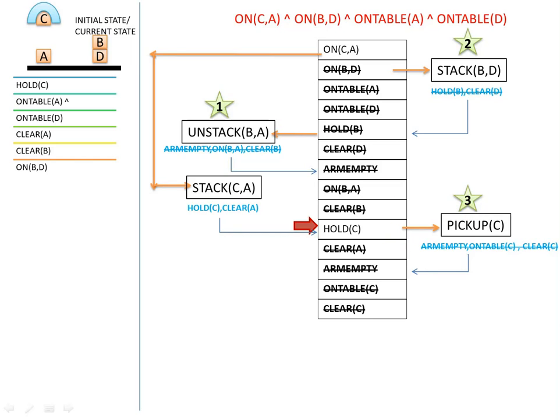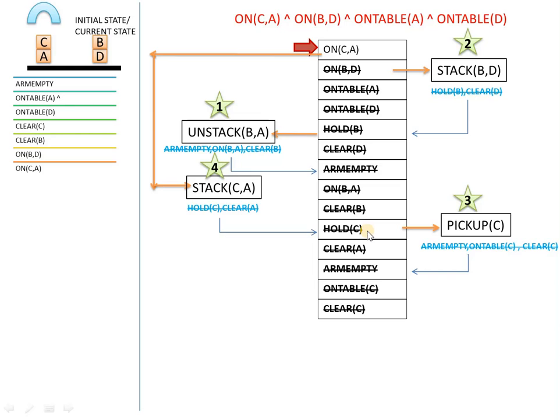So now pick up C is done. So C is in the hand of the robot arm. So hold C comes true. Okay. So this condition is correct and I have executed the stack CA action. See. So now the value on the top is on CA. Whether it is true or false. On CA is true. So that's why I'm popping it.